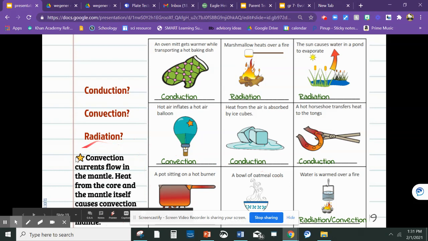An important thing to get out of the reading is that convection currents flow in the mantle. Heat from the core and the mantle itself is what causes the convection currents to flow in the mantle. Please jot that down on this slide. Again, convection currents flow in the mantle, and heat from the core and the mantle itself causes convection currents in the mantle.